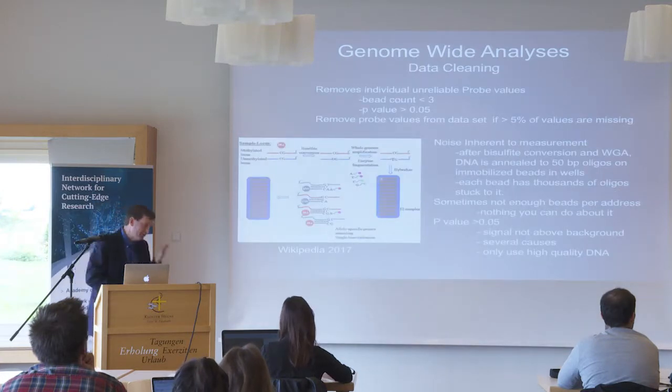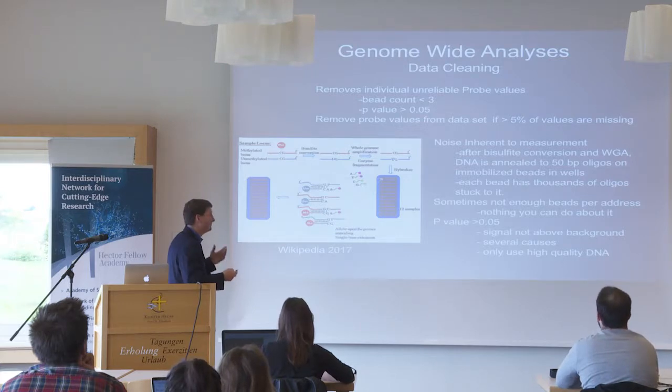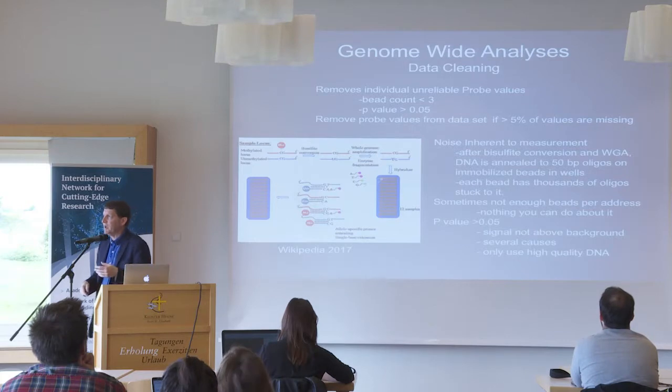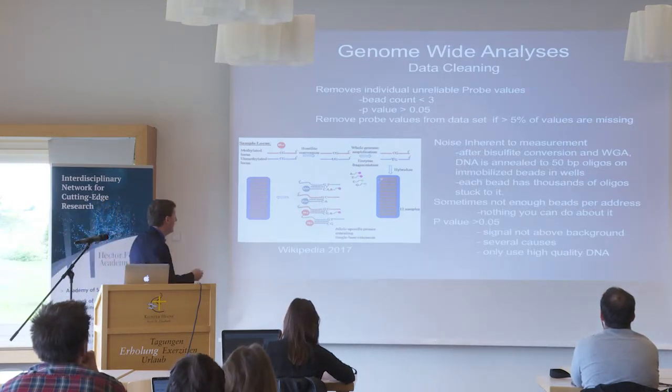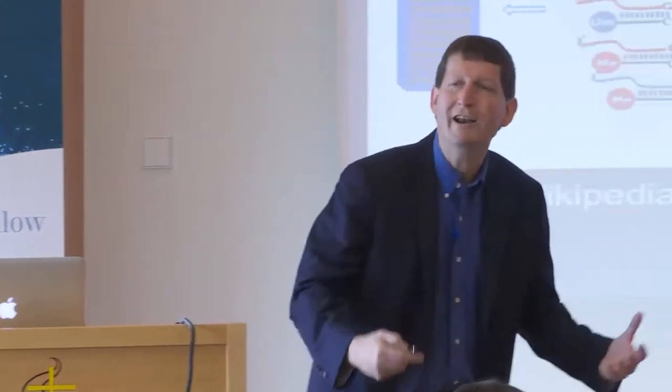Now, the second problem about genome-wide arrays is you have to do data cleaning. Why do you have to clean data? Well, even after transformation of the data, you still have data points which are not valid. Particularly, we're going to do corrections for bead count, and we're going to do them for what are called p-values. And then finally, we're going to have to remove bad samples altogether. Alrighty? Why do you have to do this?